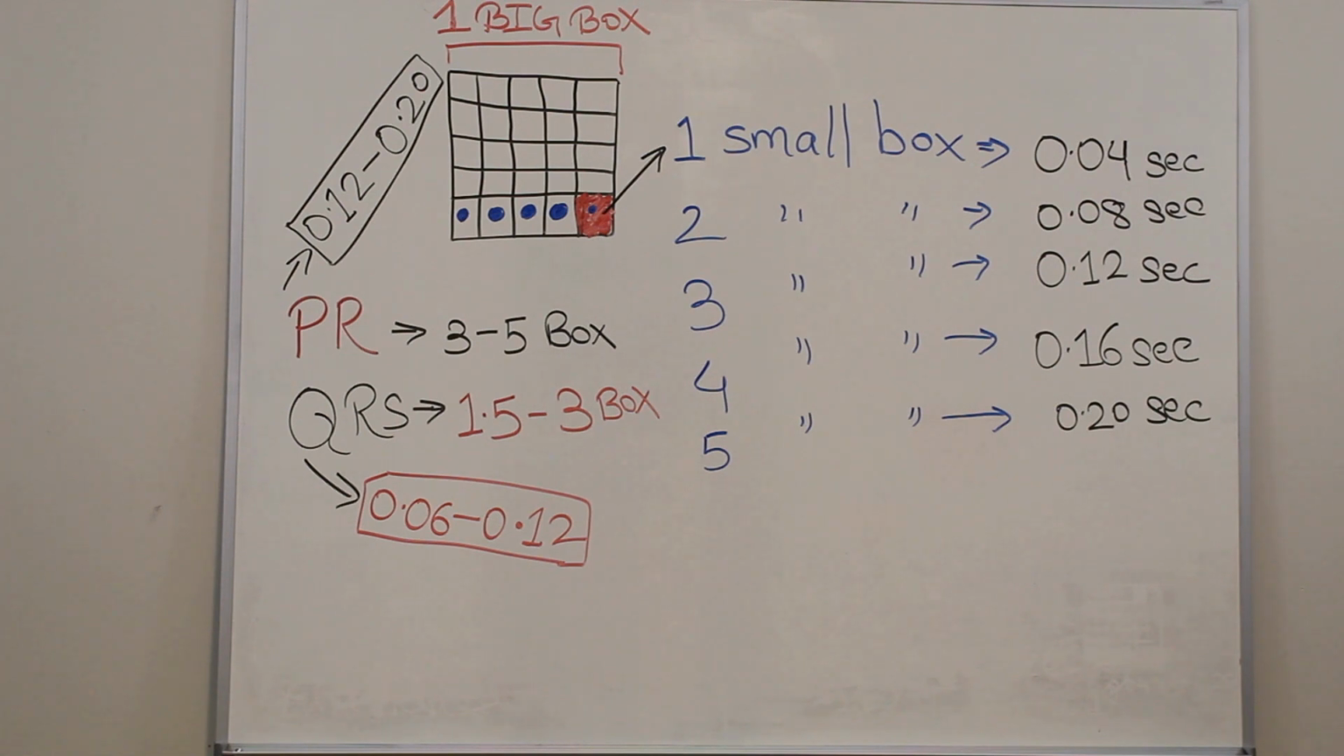The duration of the PR interval is 0.12 second to 0.20 second, whereas for the QRS complex, the duration is 0.06 second to 0.12 second. Based on that measurement, we know that the PR interval would be 3 to 5 small boxes, because 0.12 second is 3 small boxes and 0.20 second is 5 small boxes.